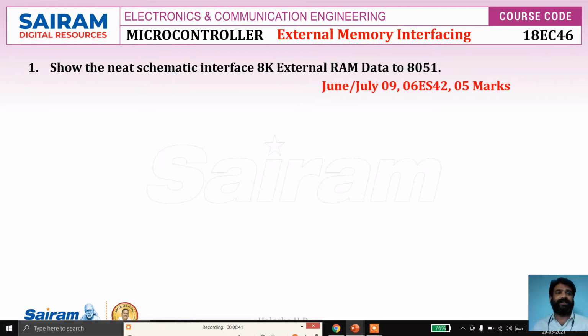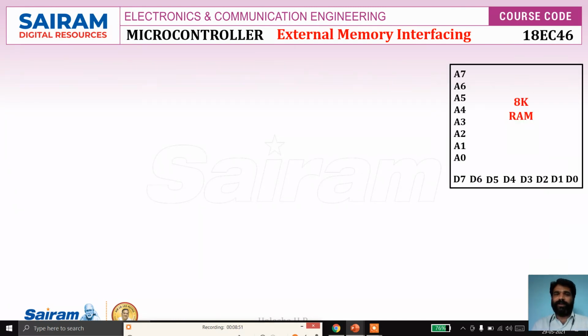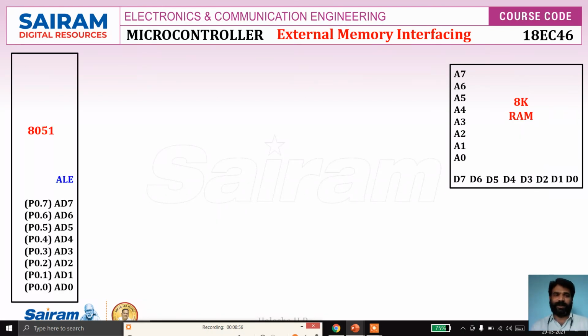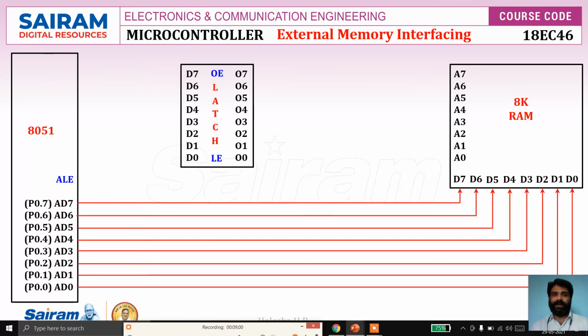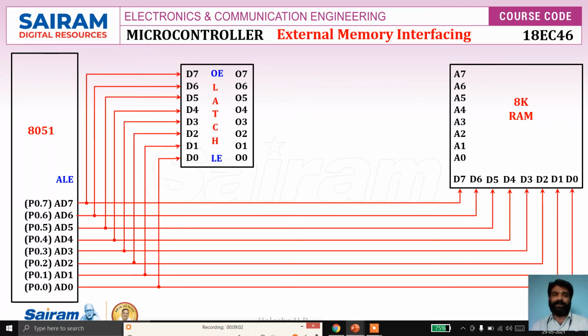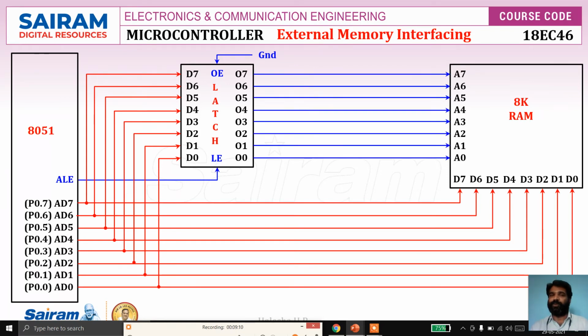Okay. See, one more question appeared in the exam: show the neat schematic interface of 8K external RAM to 8051. Only RAM. So the procedure is everything the same, only here we consider only RAM, we do not consider ROM. Same procedure. The address/data lines are connected to the data pins. We use a latch, and the same address/data pins are connected as input to the latch, and ALE is connected to latch enable. Output enable is always ground, and outputs are connected here.